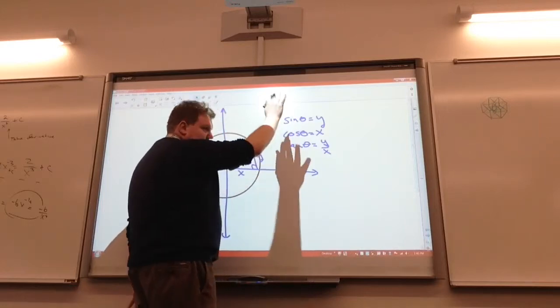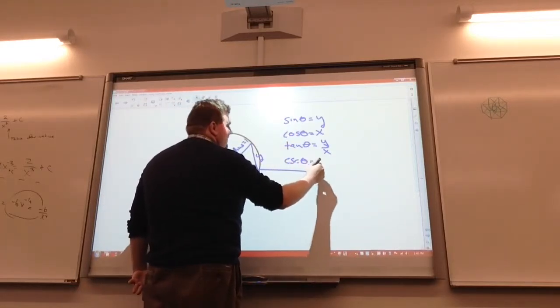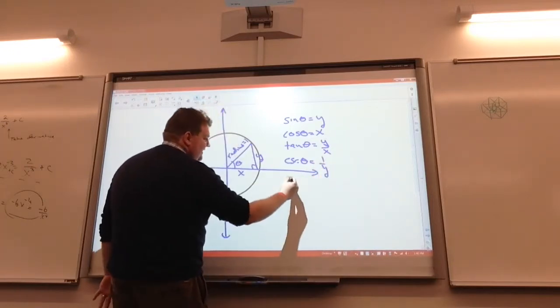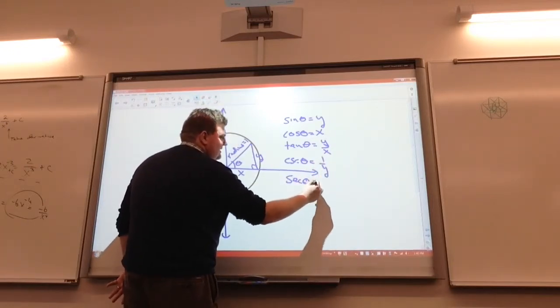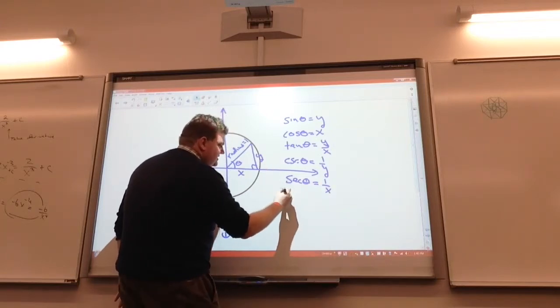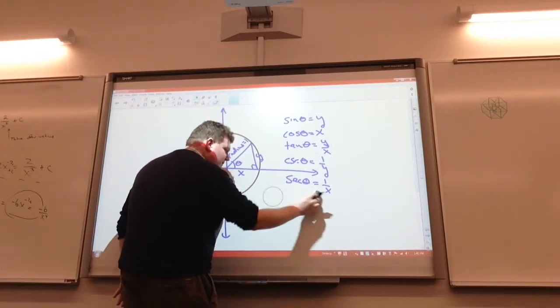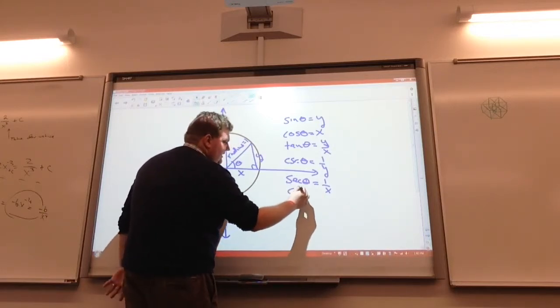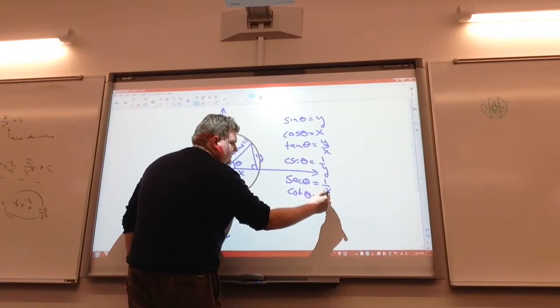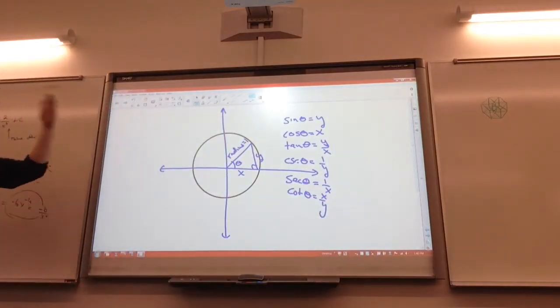Then the rest of them come out the same way. So cosecant is 1 over y. Secant is 1 over x. And finally, cotangent is x over y. Okay. So there you have it.